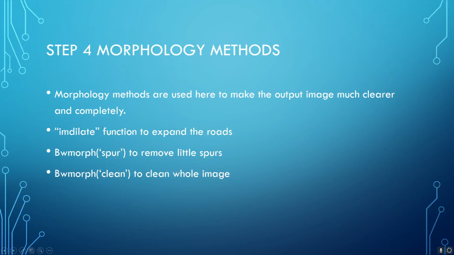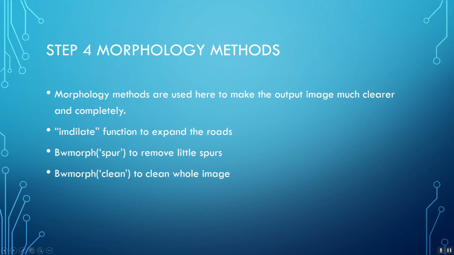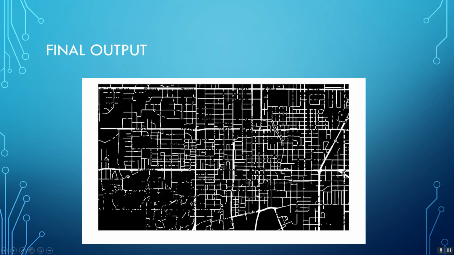And the next step, the morphology methods. Morphology methods are used here to make the output image much clearer and more complete. It's an optimization method for this map. And I used imdilate to expand the roads, to connect the broken parts to make it much more complete. And I use spur and clean to remove little spurs and clean the whole image. And this is the final result I got for this colorful map.